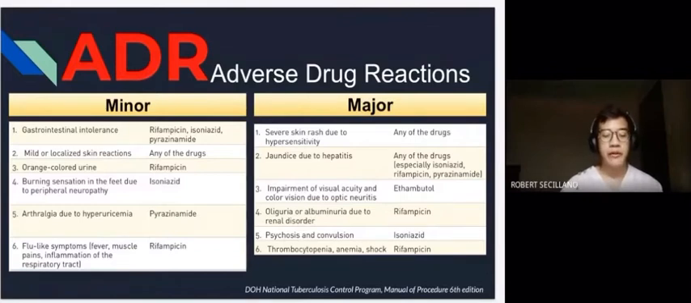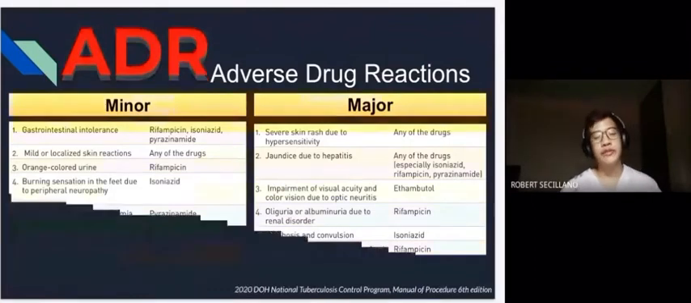And next is impairment of visual acuity and color vision due to optic neuritis because of ethambutol, oliguria due to rifampicin, or even psychosis and convulsion due to isoniazid, and thrombocytopenia, anemia, and shock because of rifampicin. If any of these happen, we will need to stop the medication immediately. But remember, we still have to treat the TB.